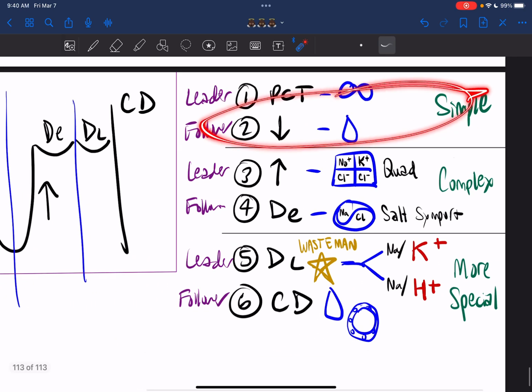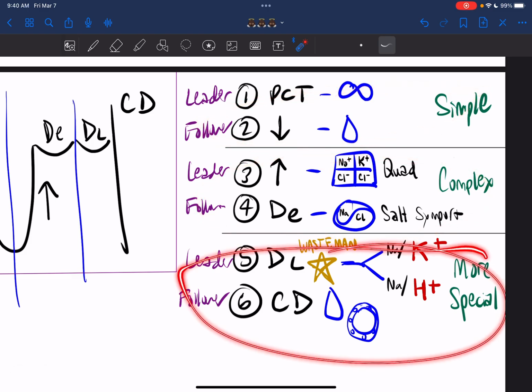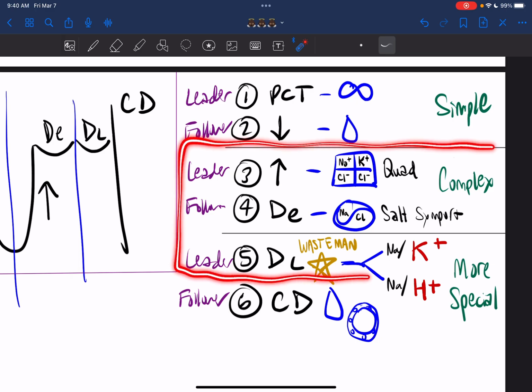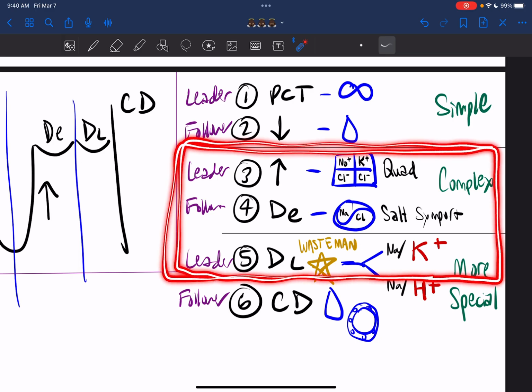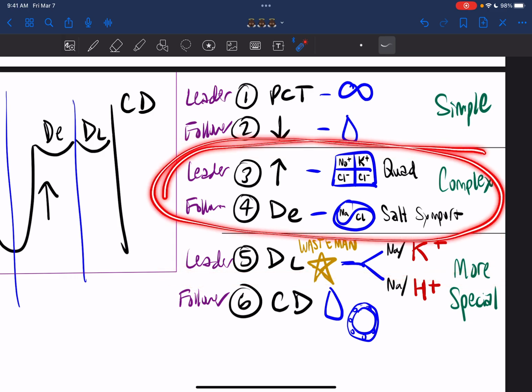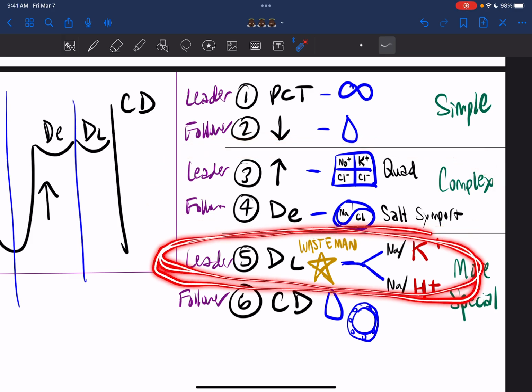So we have three pairs. Our simple pair is first, then we have our complex pair in the middle, then we have our even more special pair at the end. So basically, I would say that these three parts of the tubule are the three most important parts that you talk about the most, especially in pharm, right? You have this pair. This is the most important pair, or the most important duo, but then this is the most important singular part of the tubule, this late distal.